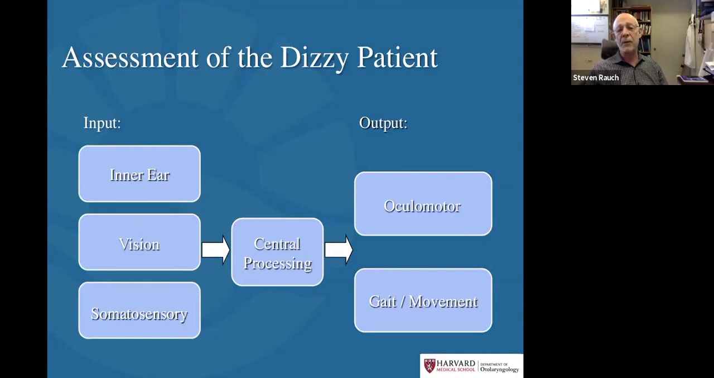After that sensory integration task, the brain does another little bit of processing, and then it sends signals out. Some go out to your eye muscles so that your gaze will stay on target while your head is moving. You can drive on a bumpy road and still read the street signs. And some of those signals go down the spine so you can stand and walk and dance. If there's a problem anywhere in this system, the sensory inputs, the central integration and processing, or the motor outputs, the patient feels like their balance is messed up. And it's our job to help them move toward relief or improvement.